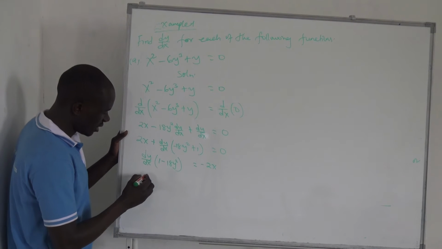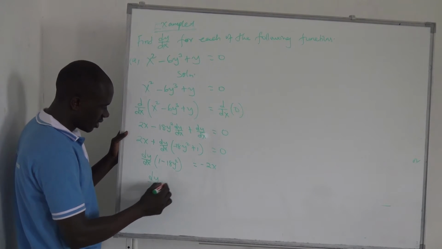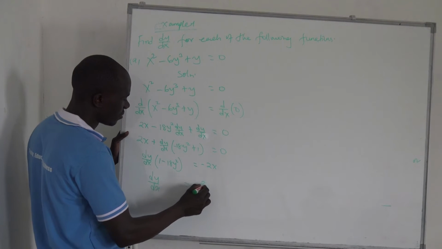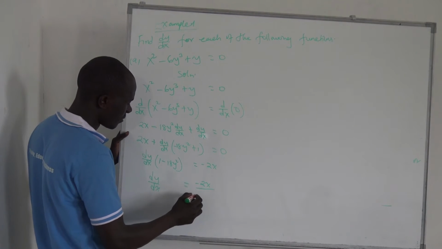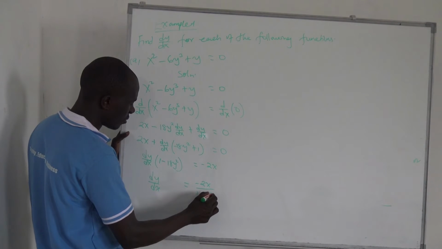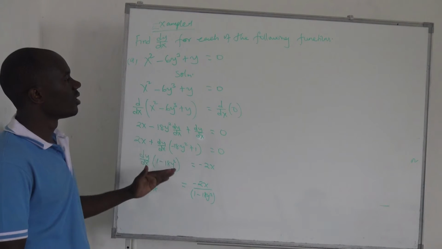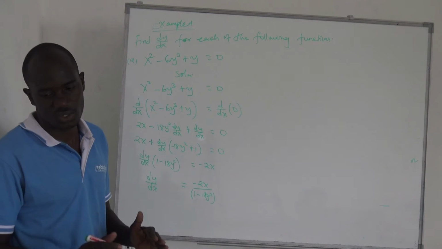How can I get the dy/dx alone? Divide by this. So dy/dx becomes negative 2x all over 1 minus 18y squared. So this is how we get the dy/dx given those expressions.